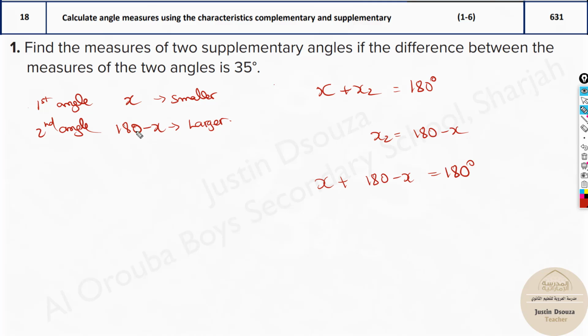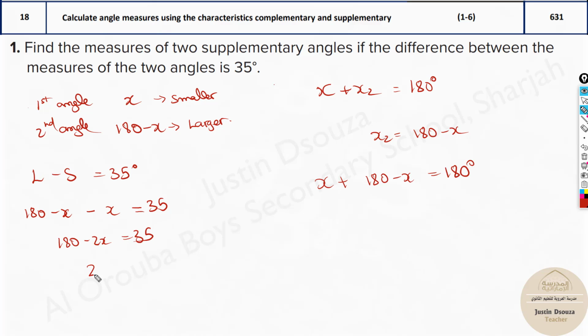We are assuming this. Why do we want to know larger, smaller? Because here they have told the difference between the measures of the two angles. That means when you subtract the larger minus the smaller, you must get 35 degrees, right? So when I subtract the larger minus smaller, that is 35 degrees. What is the larger angle? It is 180 minus x, minus the smaller angle x, is equal to 35, and here it will become 180 minus 2x is equal to 35.